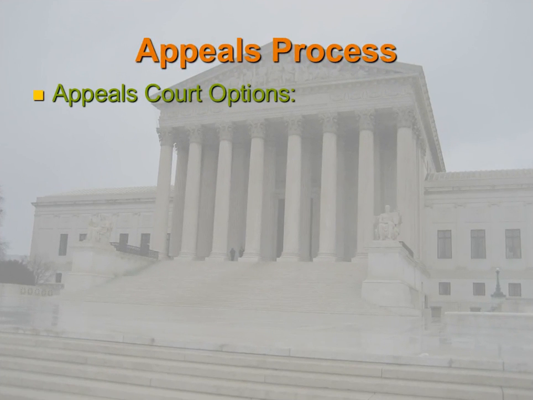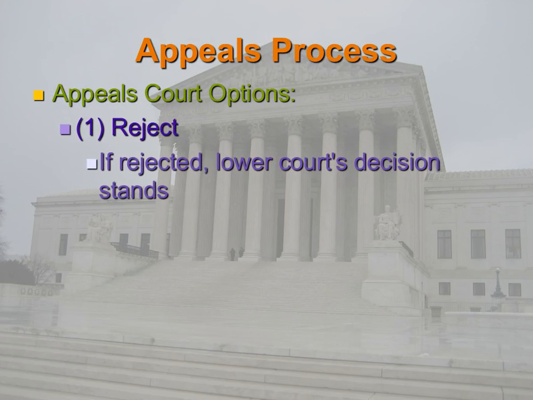So when an appeals court hears a case, they have several options. Option number one is to reject the case, and this actually happens most of the time. If the appeals court decides you don't have reason, you don't have grounds to appeal, then whatever the lower court decided, whatever the district court decided, that is the official ruling.